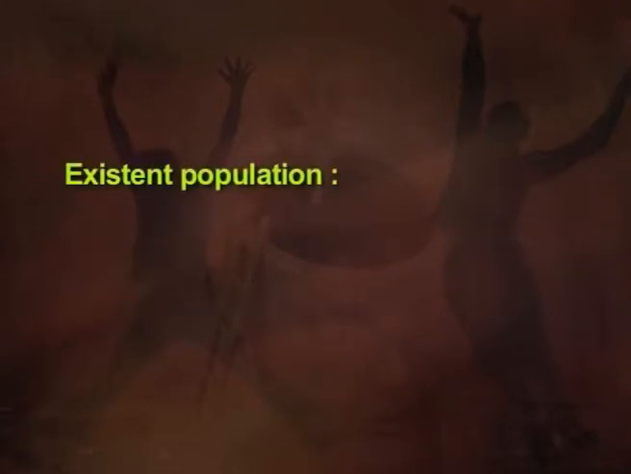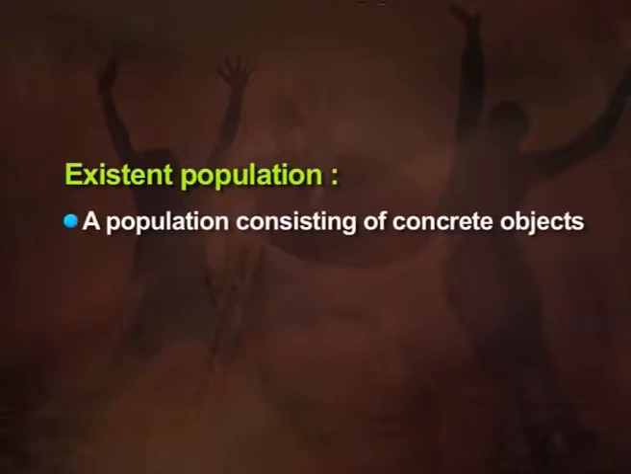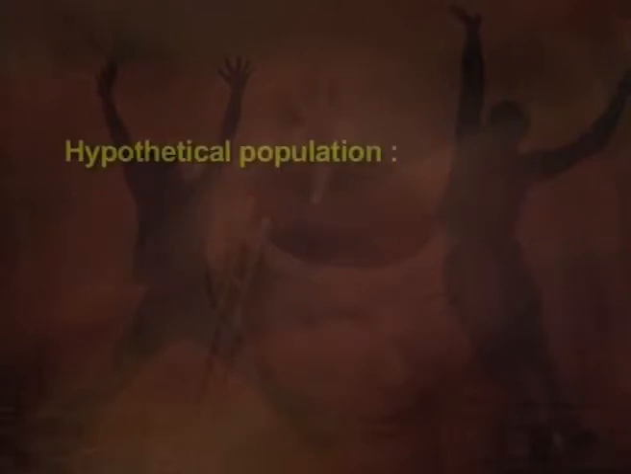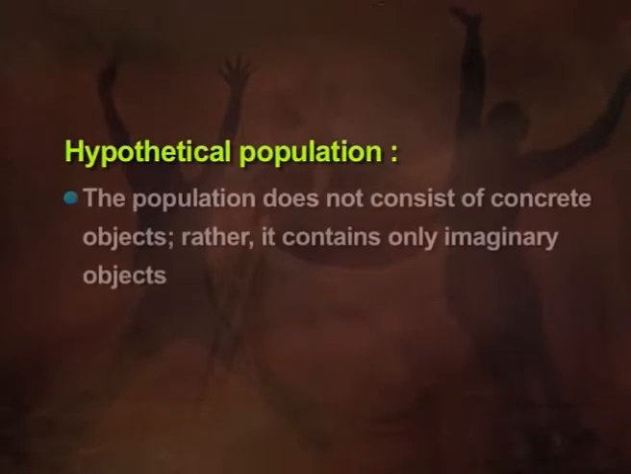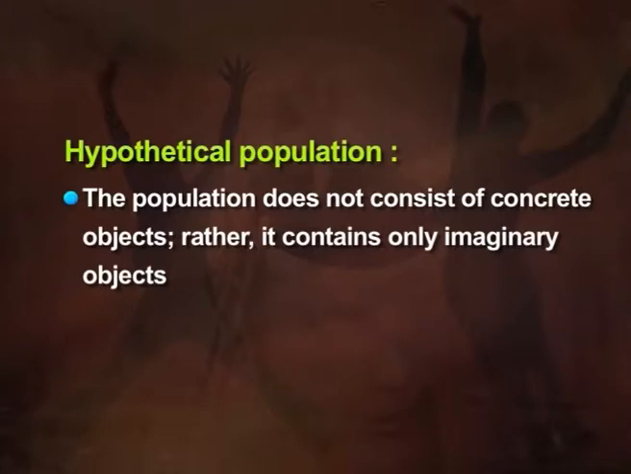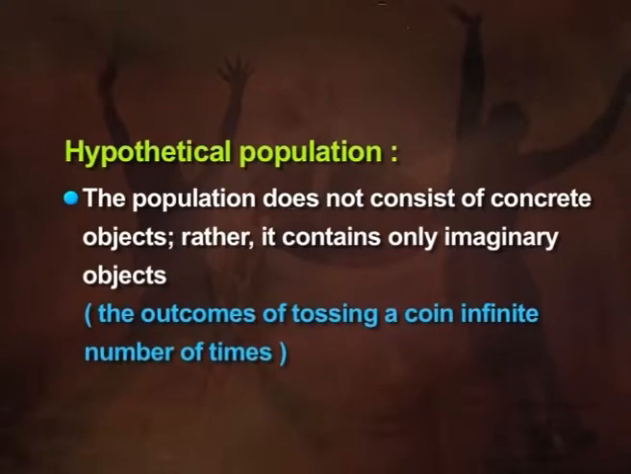Then there is the existent population, which is a population consisting of concrete objects such as people. And finally, there is the hypothetical population, which is the population that does not consist of concrete objects. Rather, it contains only imaginary objects. For example, the outcomes of tossing a coin an infinite number of times.